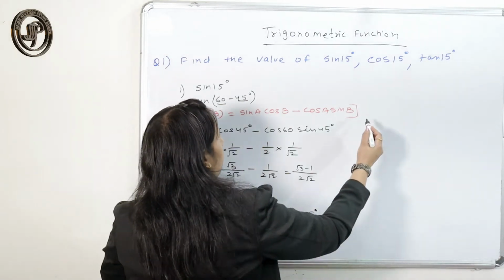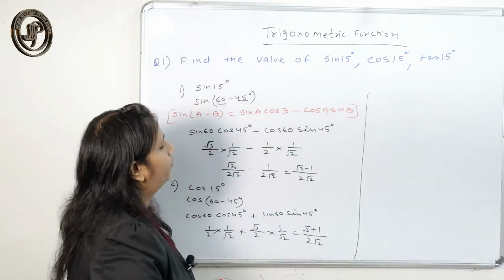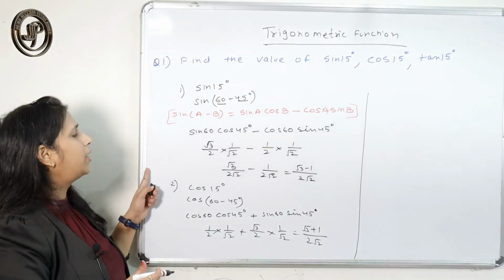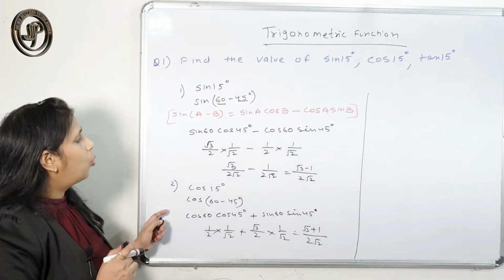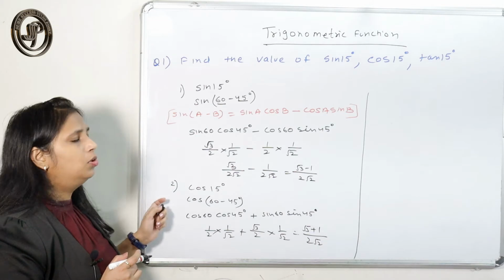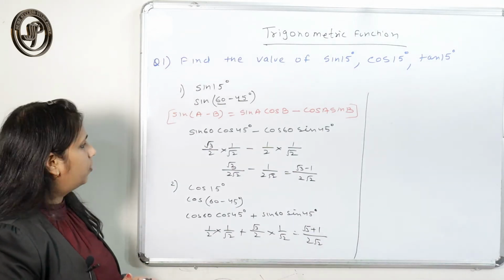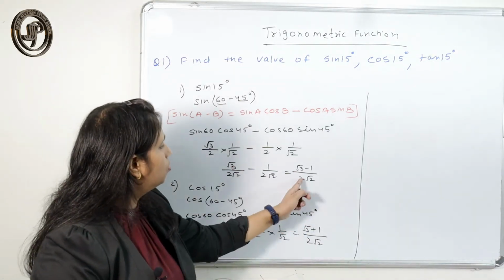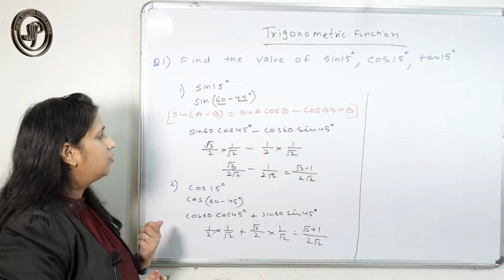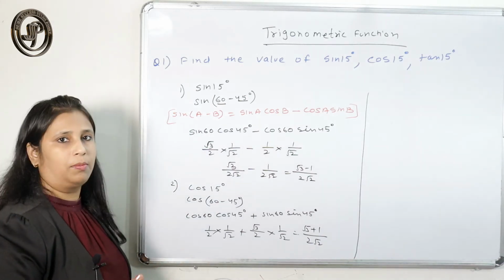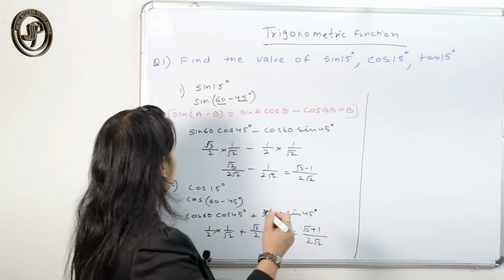Now you have to find the value of tan 15 degree. If you know the value of sin 15 and cos 15, one way is to divide these two, then you get the value of tan 15. If you divide these two, 2 root 2 will cancel, and your answer will be root 3 minus 1 upon root 3 plus 1. But we have another way also.